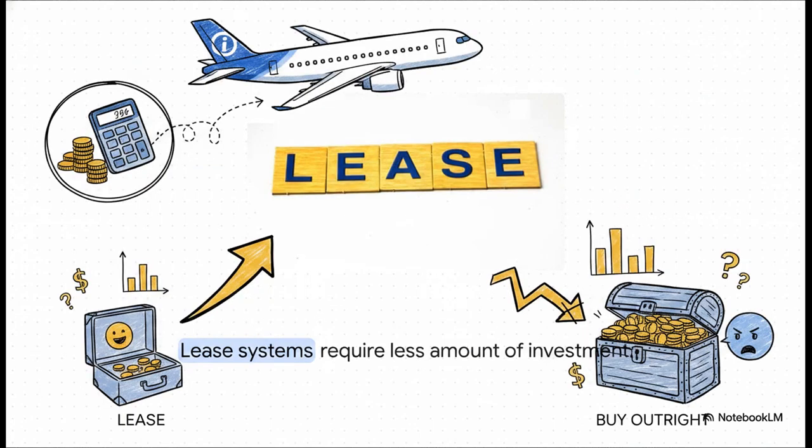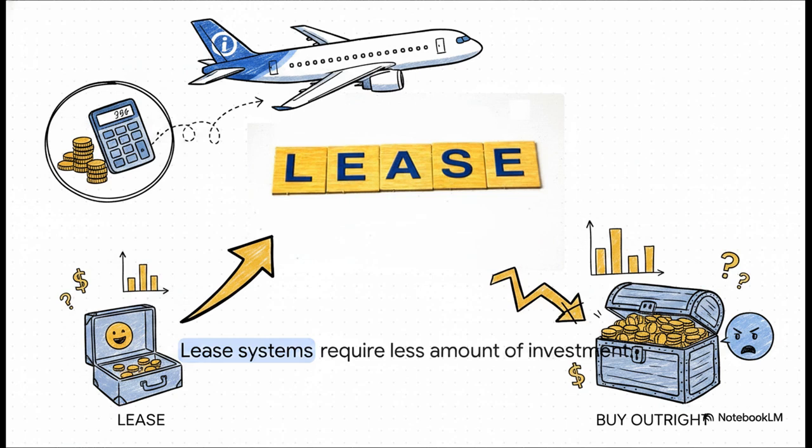Factor 7 is the method of acquiring assets. Let's say you're an airline like Indigo. Airplanes are unbelievably expensive. If Indigo had to buy every single aircraft outright with cash, the fixed capital needed would be unimaginable. Instead, they often lease their aircraft.